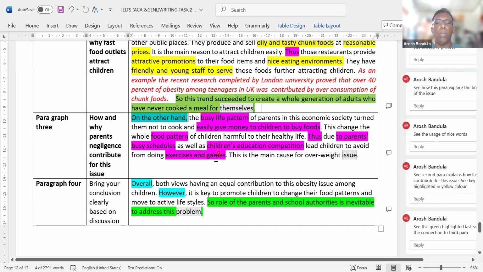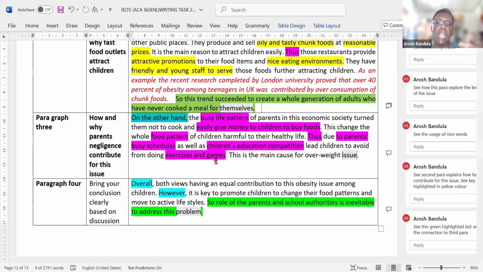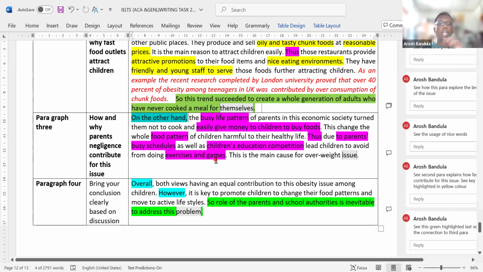By using another new sentence we can improve a little bit more by telling that parents never promote their children to do exercises, and as well as they are not creating a good environment to promote their children to do sports and games at school rather than supporting only education. So that also we can tell a little bit more here.